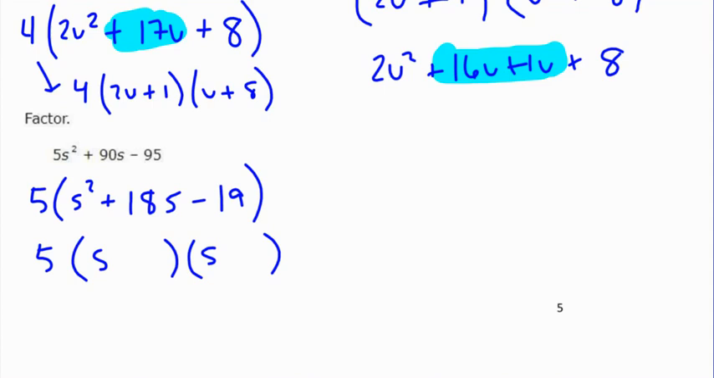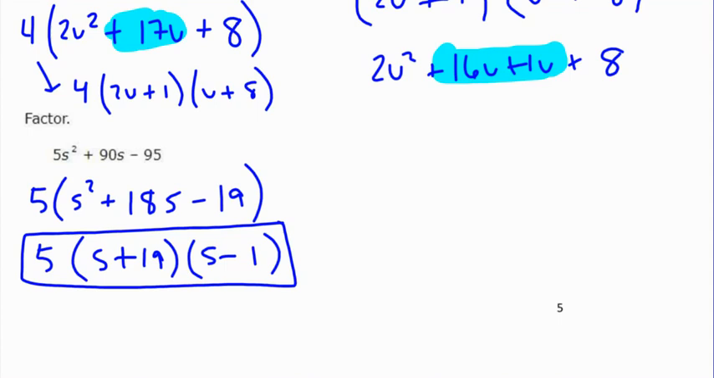So now I need to think of factors of 19, and there's only 2 factors of 19, and that's 19 and 1. So I need a positive 18, so that's going to go with my 19 and a minus 1, because 19 minus 1 gives me that 18. So 5s squared plus 90s minus 95 gives us that factored.